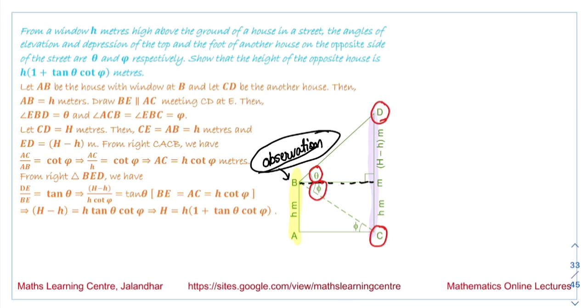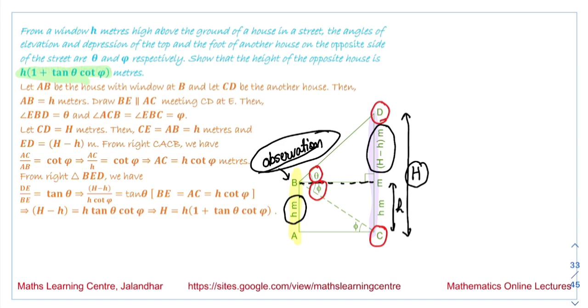We have to show that the height of the opposite house is h into 1 plus tan theta into cot phi. So the total height of this building is capital H. The height of this building over here is small h. The height of this building is capital H. So this height is small h, and the remaining height will be capital H minus small h.